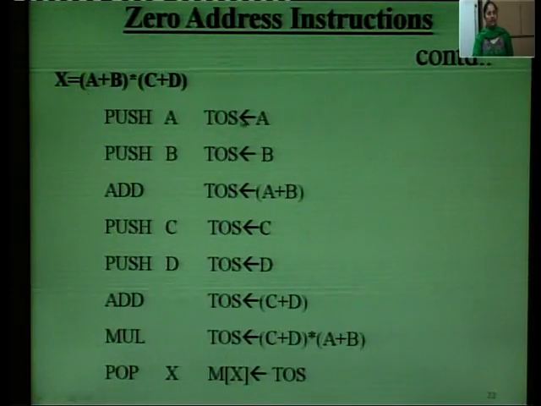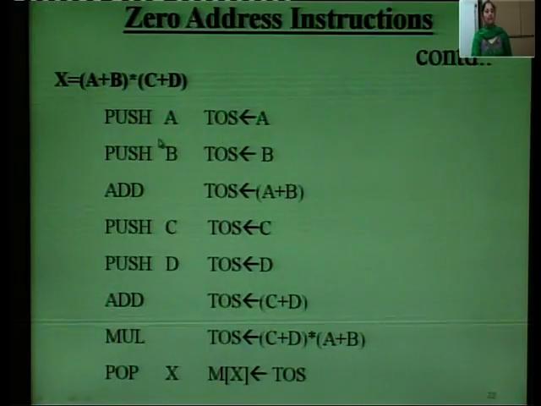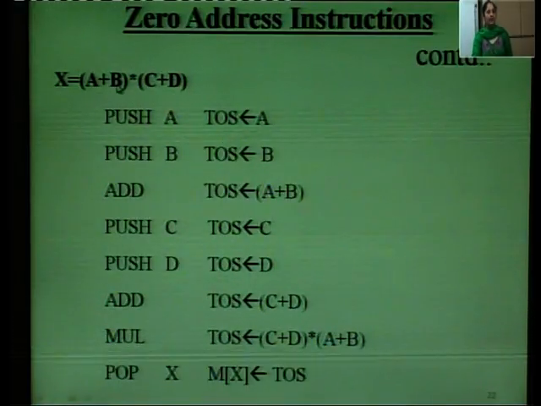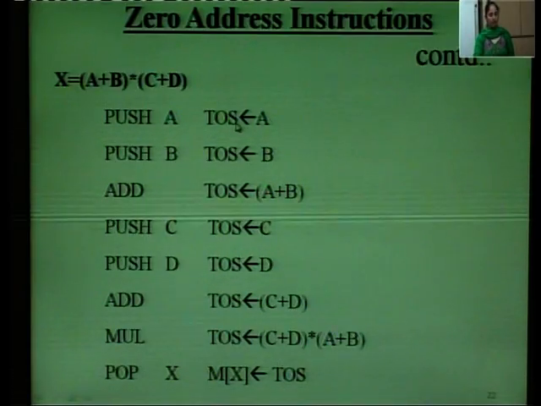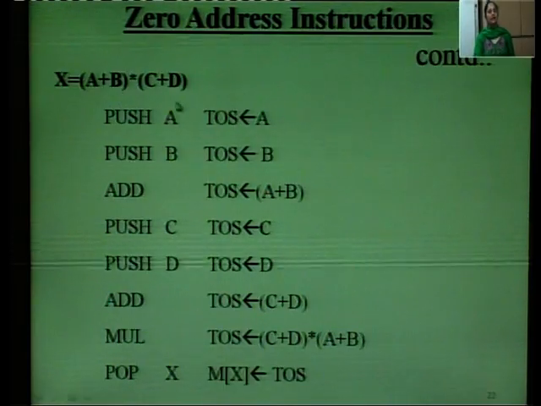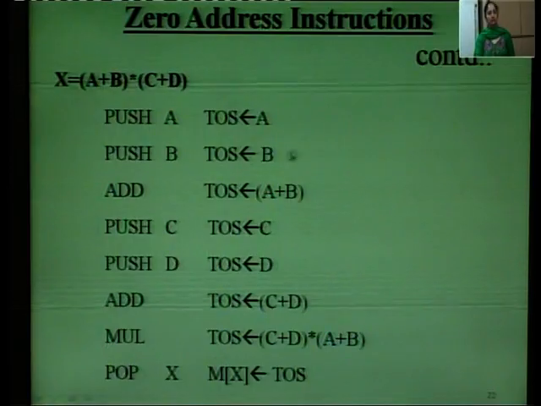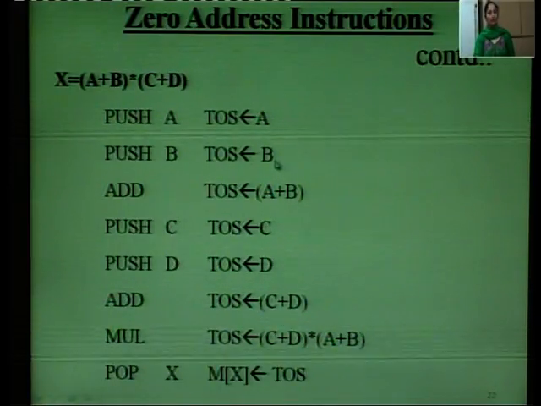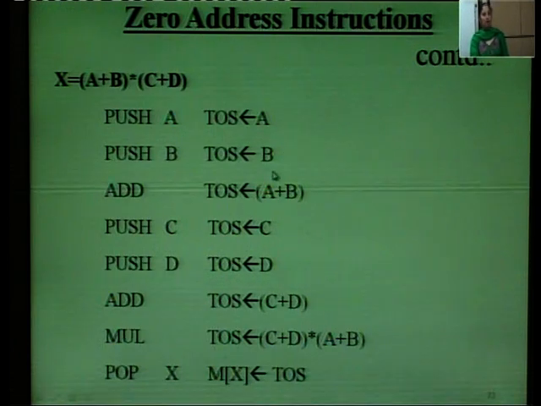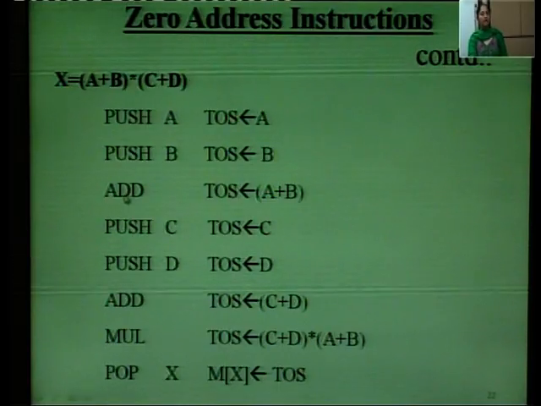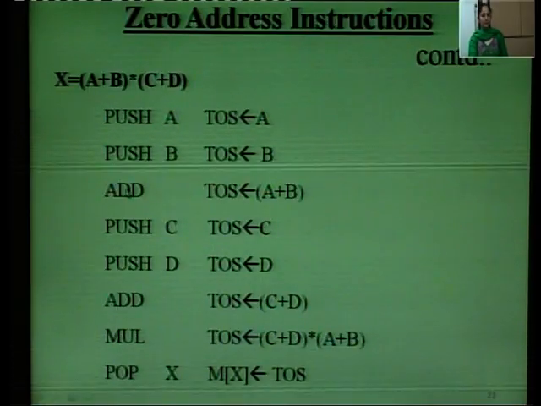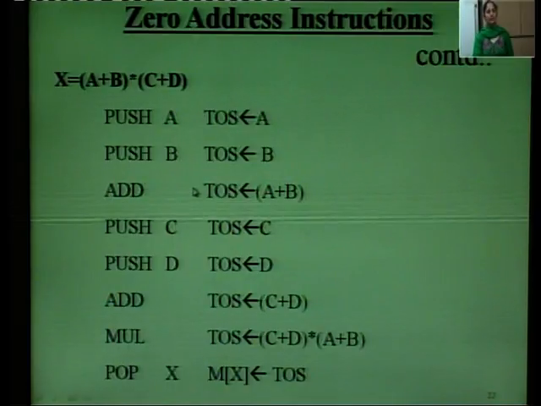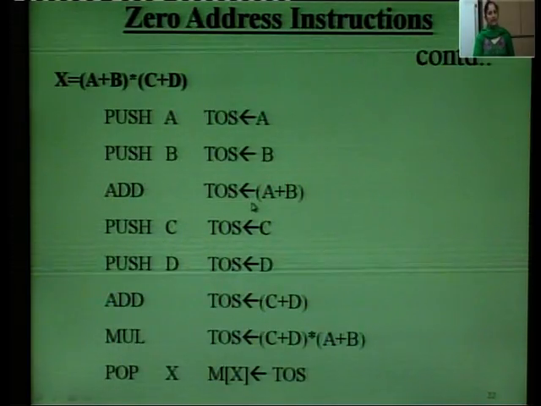Here push A, that is on the top of the stack. Then again push B, and now B is on the top of the stack, that is TOS is on B, and the stack pointer is now at the B position. Then A plus B: the add operation is executed, and after the instruction add, the result A plus B is stored in the top of the stack item.